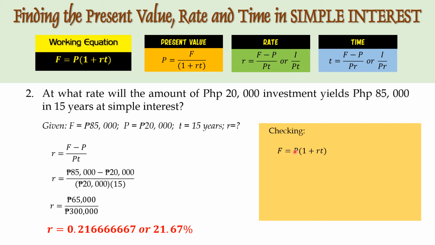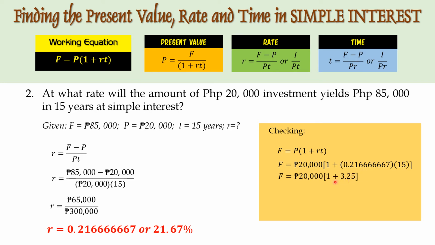Then plug in natin ang the value of each variables. So the principal amount, 20,000. The rate here, we're gonna have to use the complete value, decimal value of the quotient of 65,000 and 300,000. That is 0.21666667 times the time, which is 15. Multiply the 2. That is equal to 3.25.